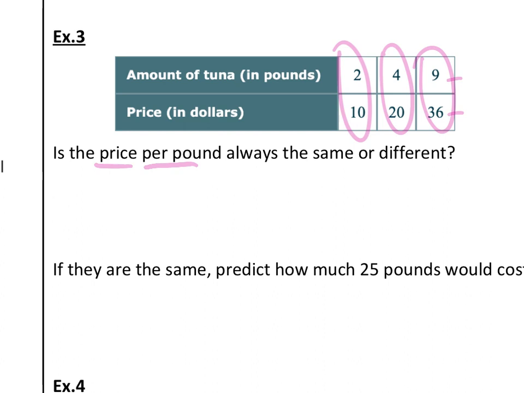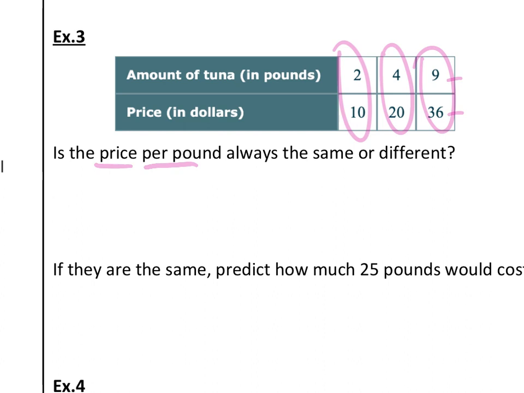So you have to ask yourself in this situation, does the amount of tuna determine the price, or does the amount of tuna depend on the price, or does the price depend on the amount of tuna? And what we know is that the more tuna we buy, the more we're going to spend. So the price depends on the tuna.